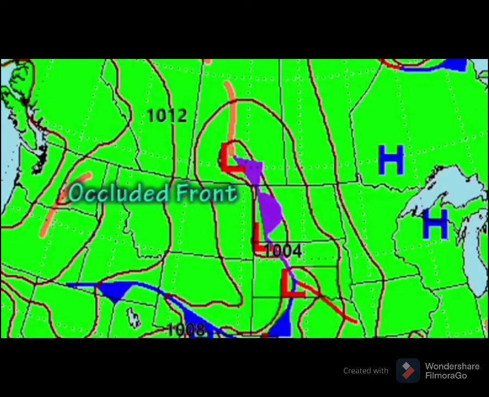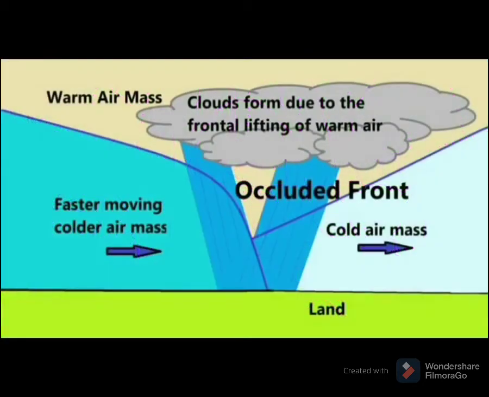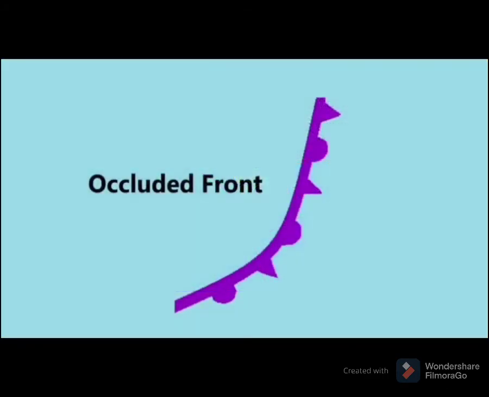An occluded front is a composite of two frontal systems that merge as a result of occlusion. Cold fronts generally move faster than warm fronts. Therefore, the cold front will overtake a warm front and force it aloft. An occluded front is represented as a purple line with triangles and semicircles.